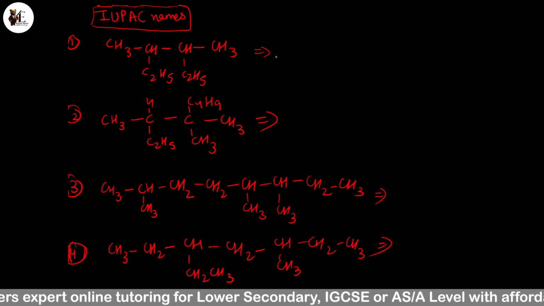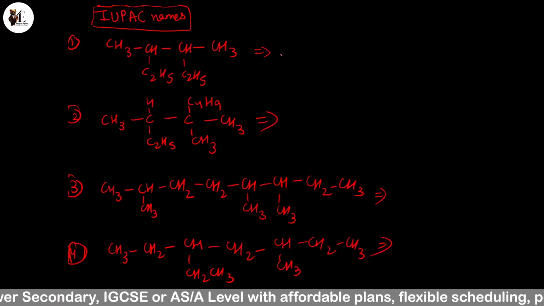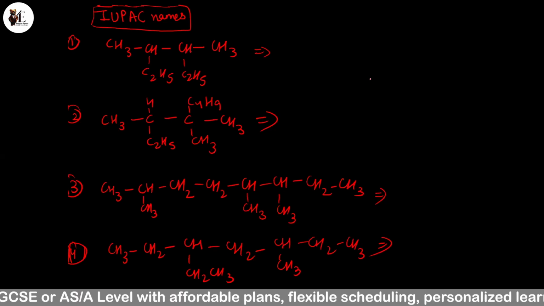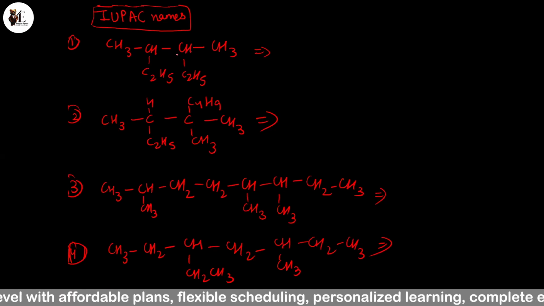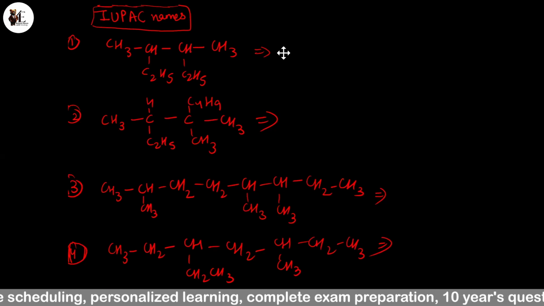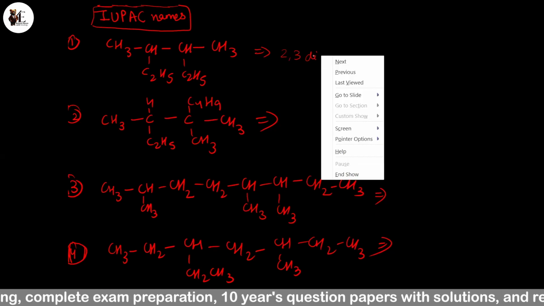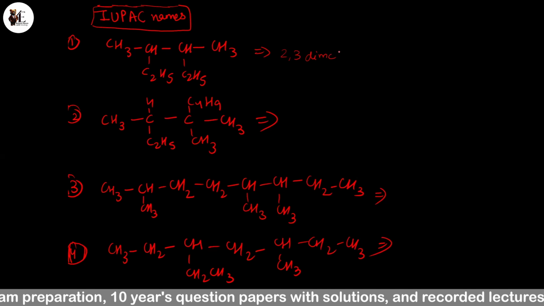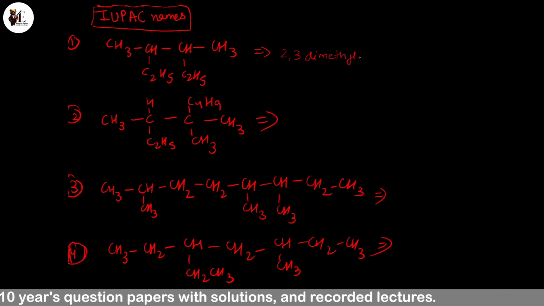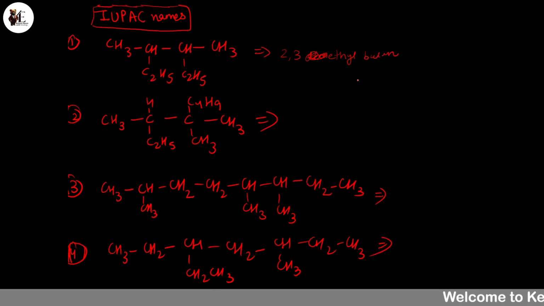So what is the name of the first compound, Shama? 2,3 diethyl butane. Pardon? 2,3 diethyl butane. Three what? Di what? Ethyl. Ethyl. Methyl. Butane. She said diethyl butane. This one. Yes, that's what she said.